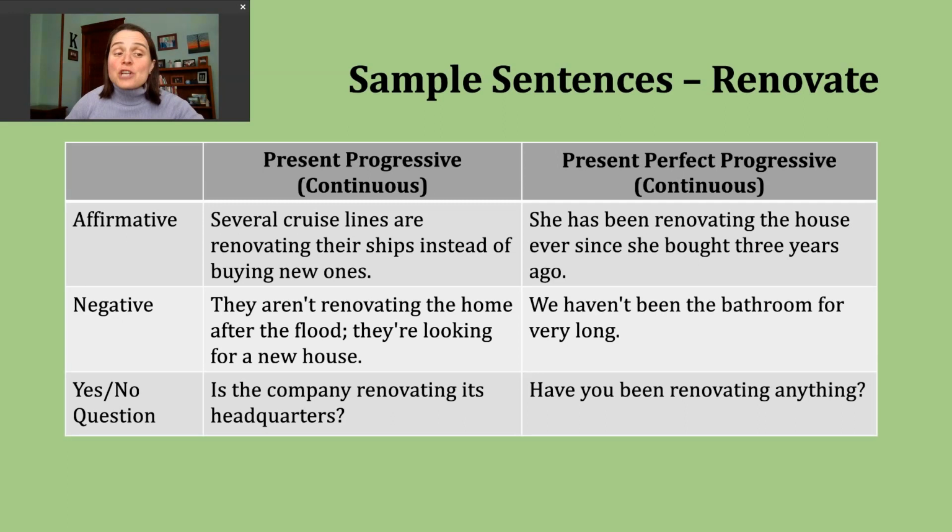Now let's move on and talk about making a yes or no question in the present progressive. To do this, I start with the form of be.